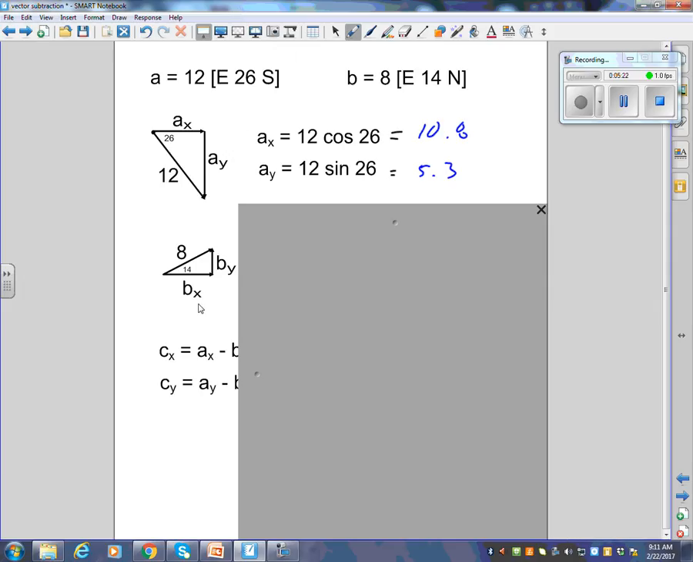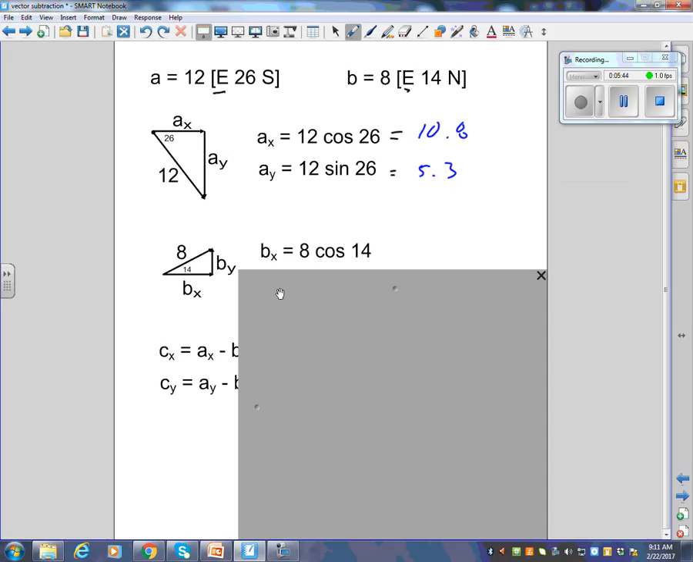Again, bx is the cos. Is the x always going to be the cos? Not always, right? It's only that because the first one is east. If it was north and if it was like this, right, then that would be the x component. So it could be sine. So don't always assume x is cos. So the bx is going to be 8 cos 14. And the y is opposite. That's sine. That's going to be 8 sine 14.